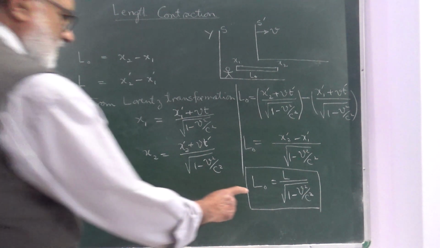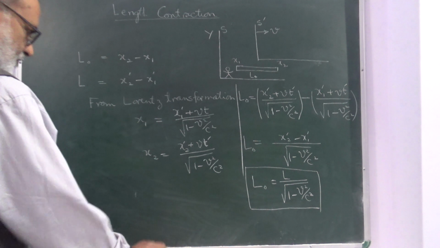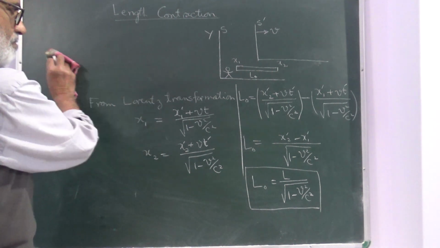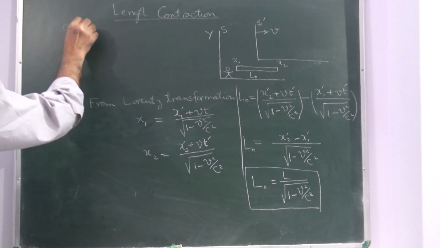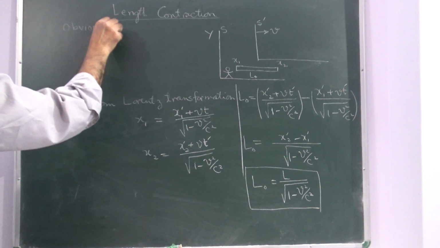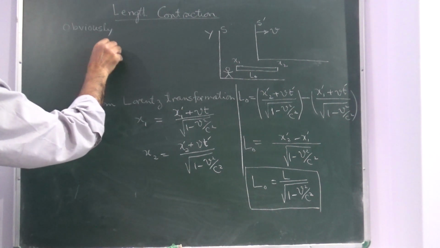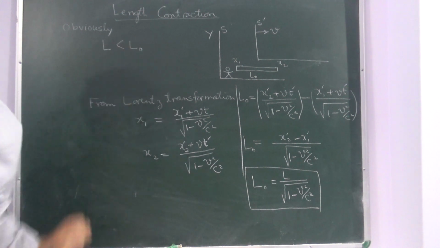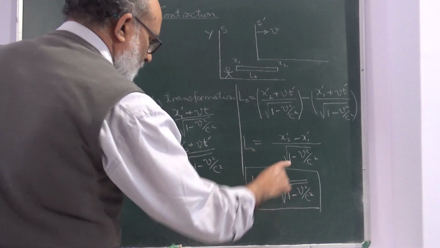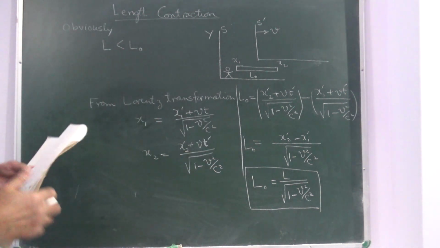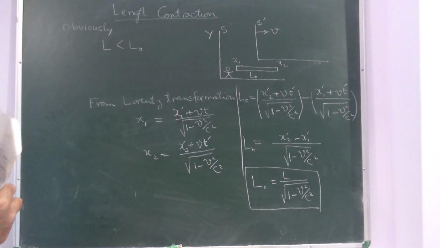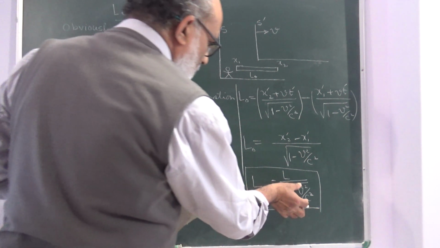So from this relation, L is less than L naught, because this factor is less than 1. Dividing by a lesser quantity, L is less than L naught. L will be L naught only when this quantity is 0.